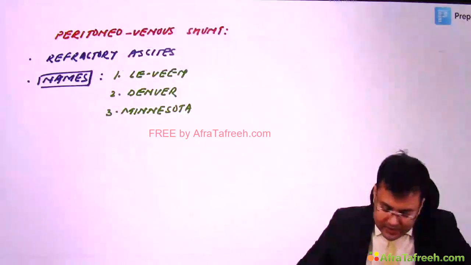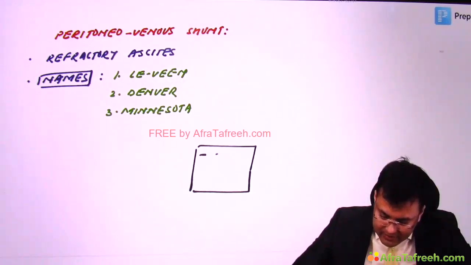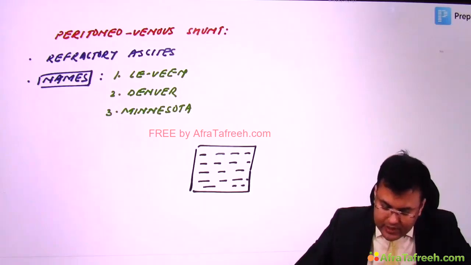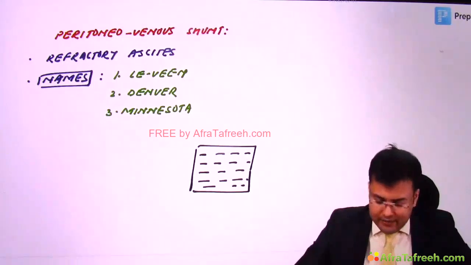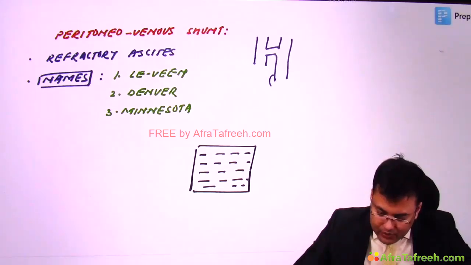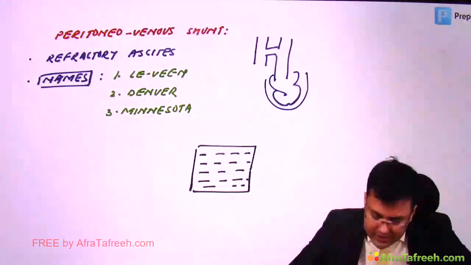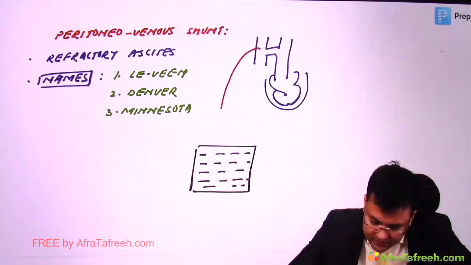See, this is the peritoneal cavity. Okay. And this patient is having refractory ascites. Right. Now see, this is the vein. Which vein? Right internal jugular vein. And this right internal jugular vein drains into superior vena cava. Clear? What we do, we have to insert a shunt. Clear?